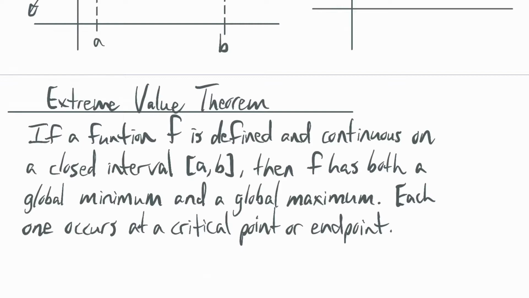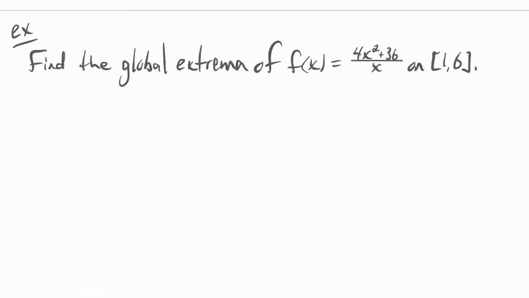So let's do an example of that. Let's find the global extrema, that's the pluralization, of f of x equals 4x squared plus 36 over x on the interval 1 to 6. Okay. So the first thing is, do we have a closed interval? Well, yeah, from 1 to 6. We're including the endpoints. The next thing is, is this function defined and continuous on that interval?